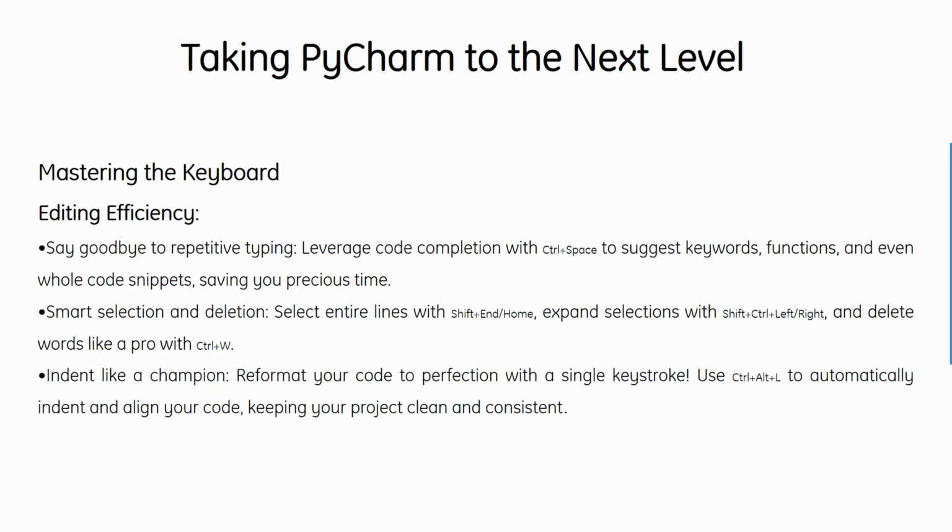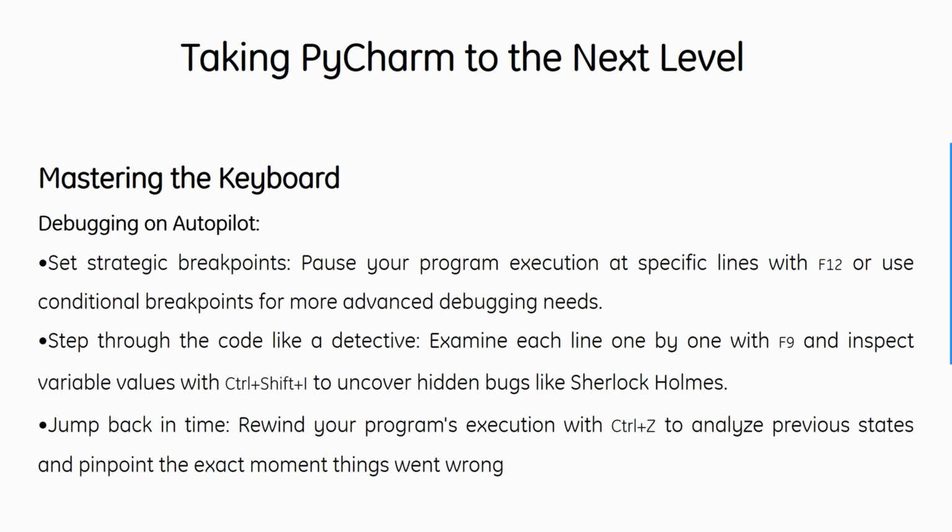Then we have indent like a champion. Reformat your code to perfection with a single keystroke. Control plus Alt plus L to automatically indent and align your code, keeping your project clean and consistent.